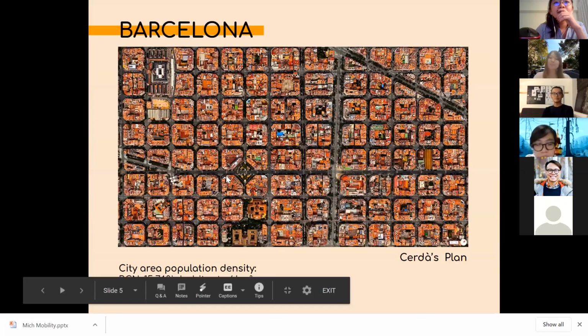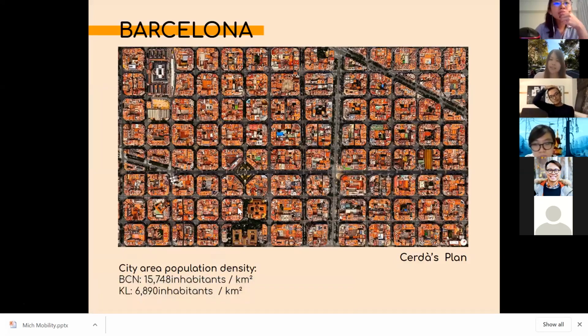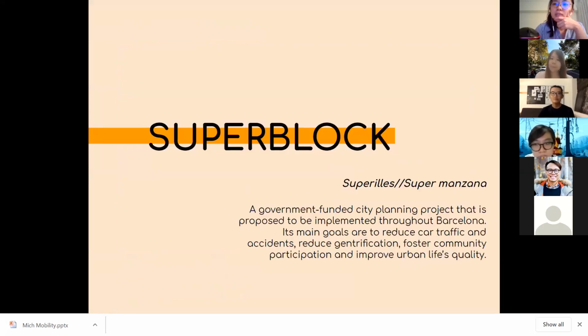To give you a brief context, the population density is twice as much as Kuala Lumpur's population density. And also you can see from the plan, there are not many green spaces over there. So that is why Superblock came in. Superblock is a government-funded city planning project, and it's an urban strategy. Currently there are 6 Superblocks in Barcelona.